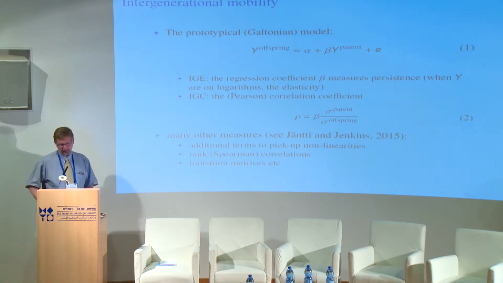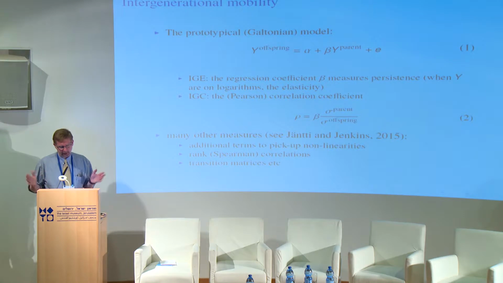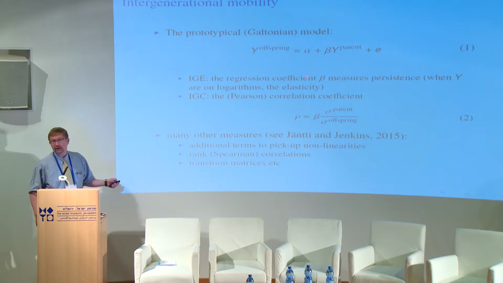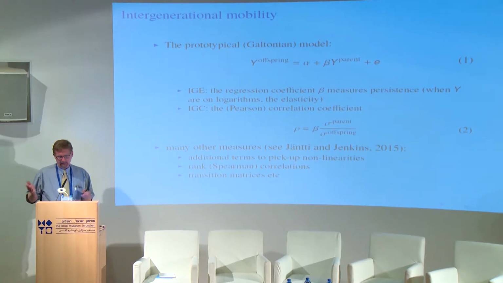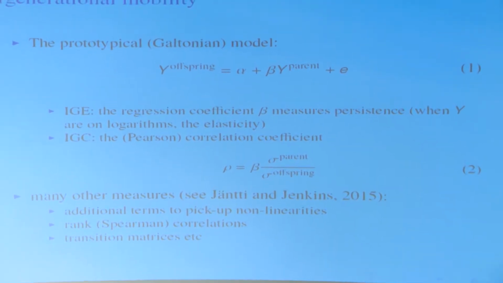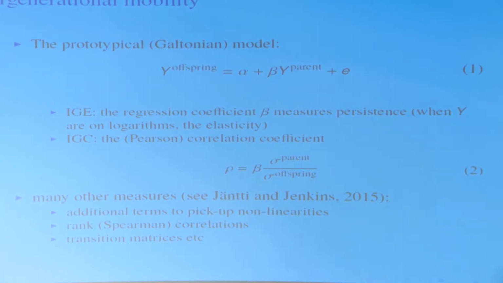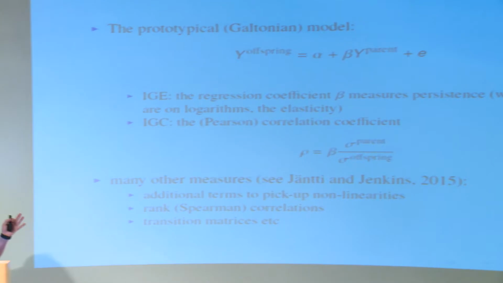The regression coefficient beta measures persistence. It's the elasticity when the y's are logarithms. If you modify by the ratio of standard deviations, you get the Pearson correlation coefficient from this. Now, there are lots of variations on this business, but this beta is what very much of the intergenerational income mobility literature is based on. There are tons of variations, as I said. There are additional terms to pick up nonlinearities. Now, following the work of Raj Chetty, it's fashionable to look at rank correlations instead, but you can do this in terms of transition matrices and whatnot.